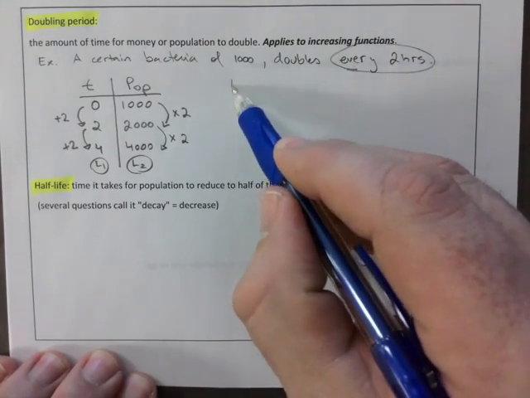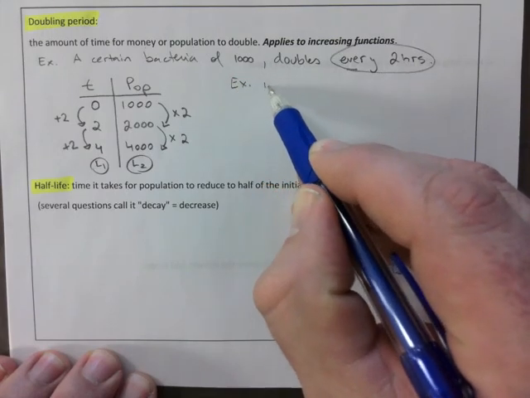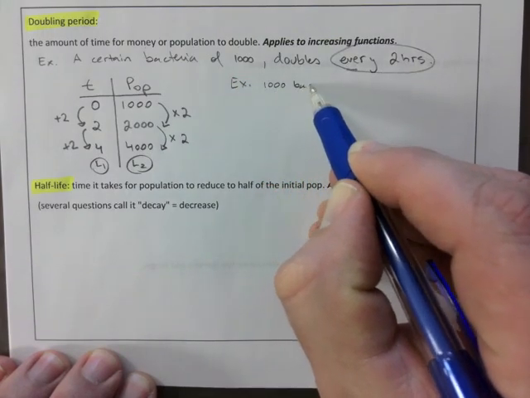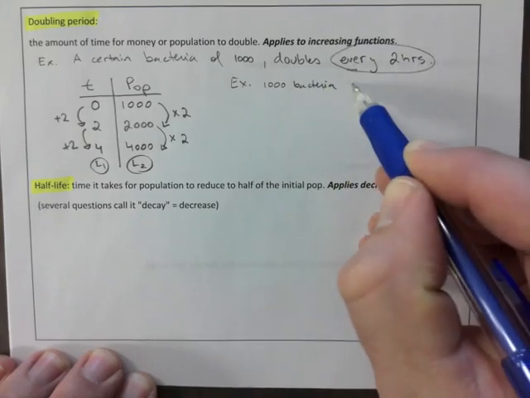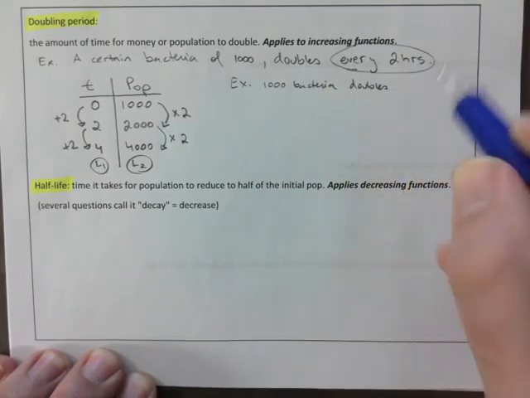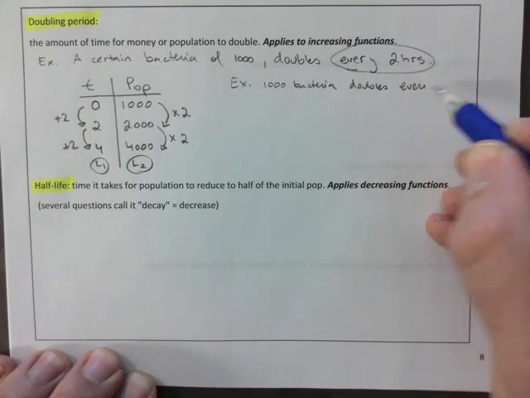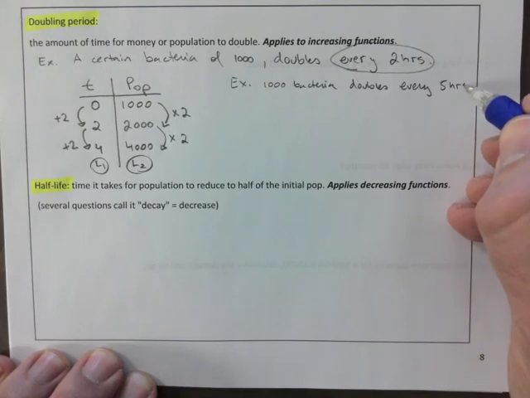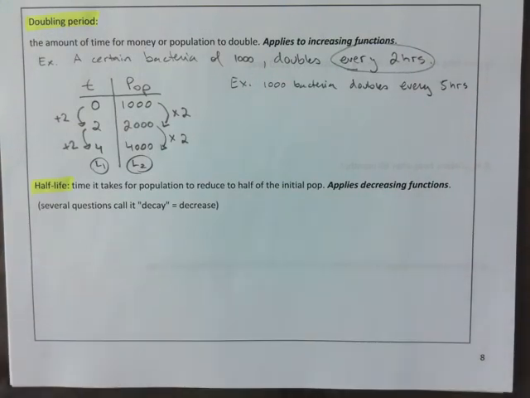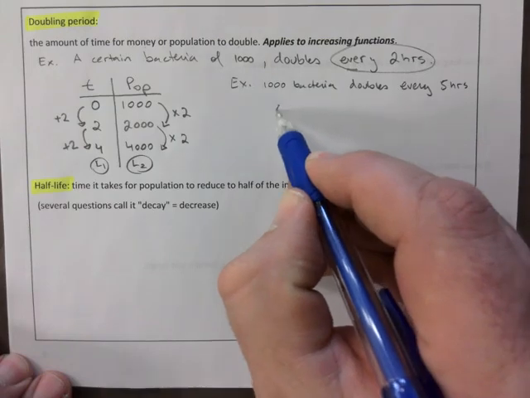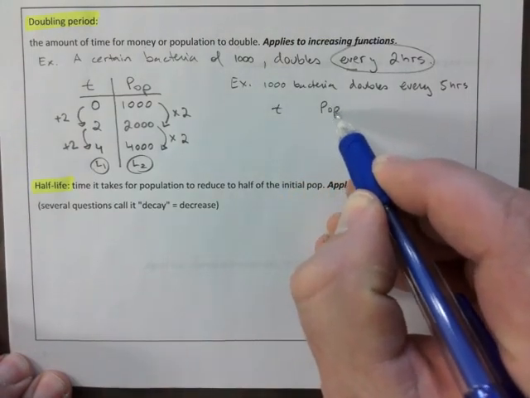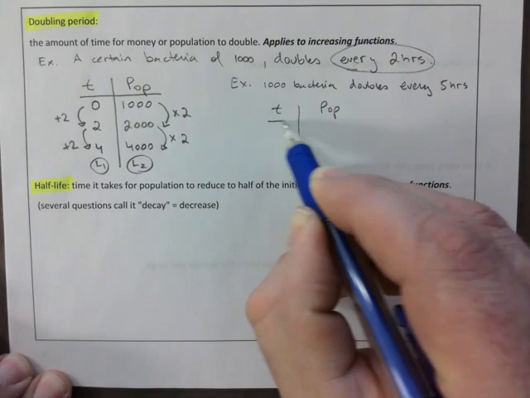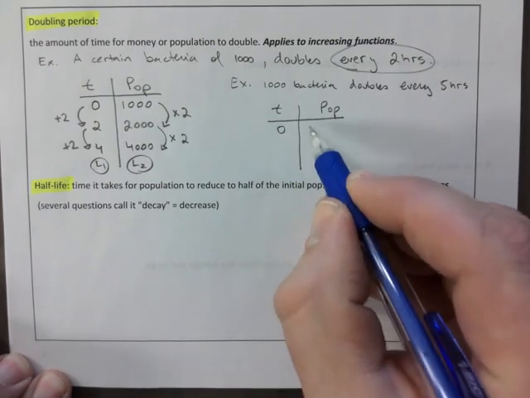What if, for example, 1,000 bacteria doubles every, let's say, 5 hours? You have another bacteria that you're studying in the lab and it says every 5 hours, that's the doubling time, you would do the same thing. At time 0, you have 1,000.